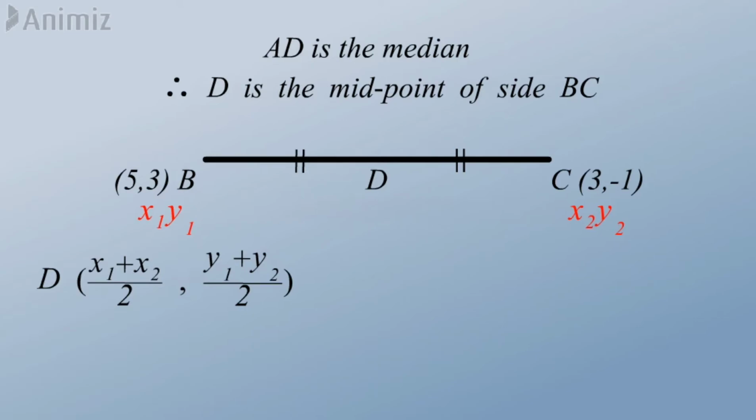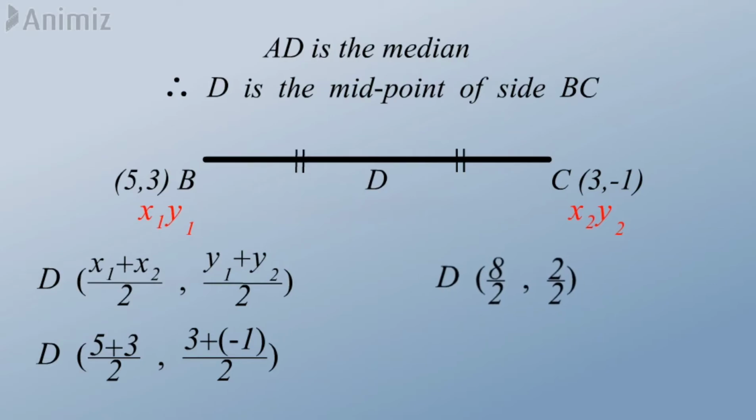On substituting the respective values, it will be 5 plus 3 by 2 and 3 plus minus 1 by 2. So the x coordinate will be 8 by 2, the y coordinate 2 by 2. When you reduce it, your x coordinate will be 4 and y coordinate will be 1. Now you know the D coordinate, and the A coordinate is already given. You have to find the length of the median AD.